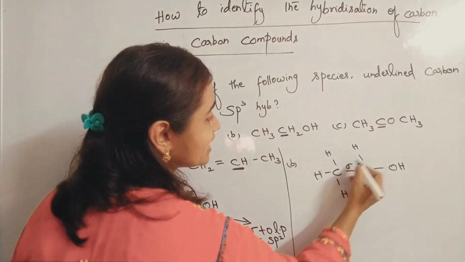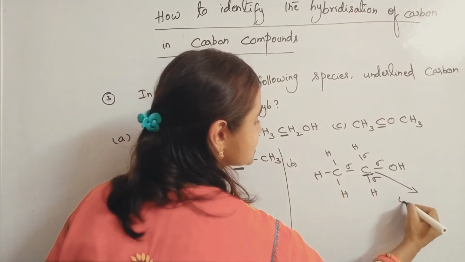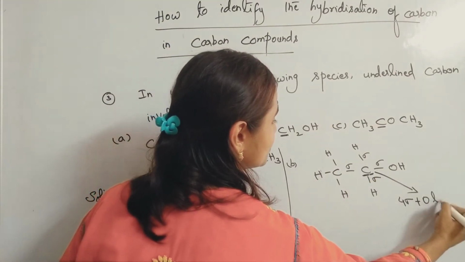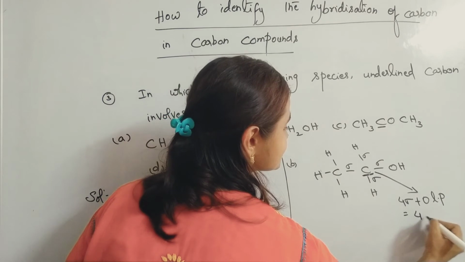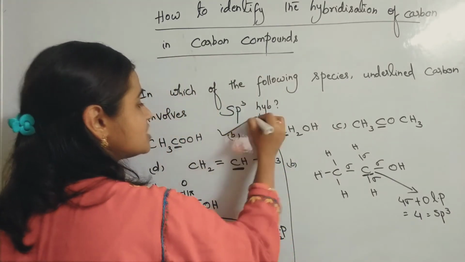Now check for the underlined carbon: 4 sigma bonds. It is having 4 sigma bonds plus 0 lone pairs. So 4 plus 0 is 4. So it is undergoing sp3 only. So the second option is correct.